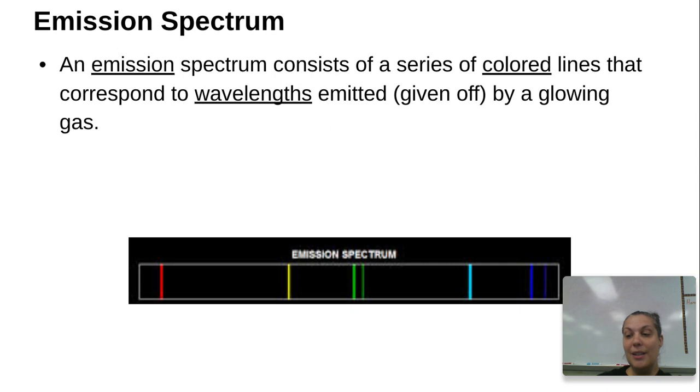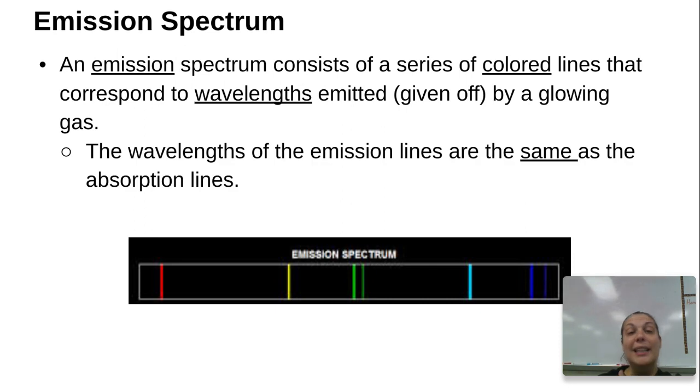I am not going to be coloring every single one, you're going to notice in your packet that not a lot of color is in this packet. So we're just going to be looking more at absorption and emission spectra in terms of the lines, the wavelengths that are either absorbed or emitted. You can notice that the wavelengths of the emission lines are the same as the absorption lines. So emission spectra, absorption spectra tell you the same information, they just look a little different. So I'll typically call them different emission spectra, but absorption spectra will tell us the same thing.